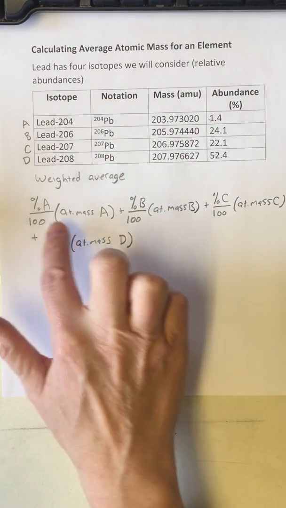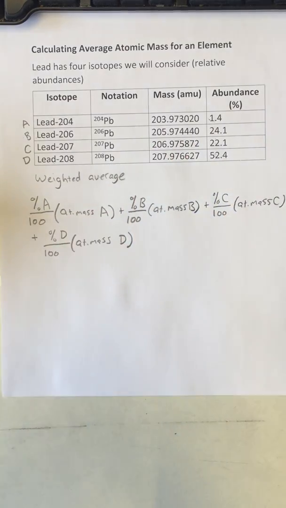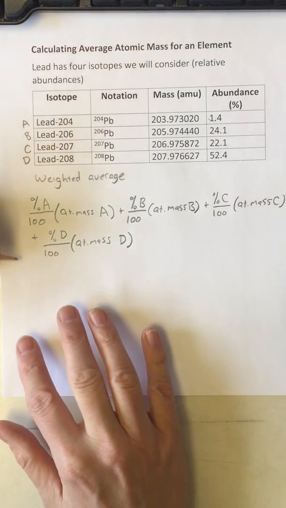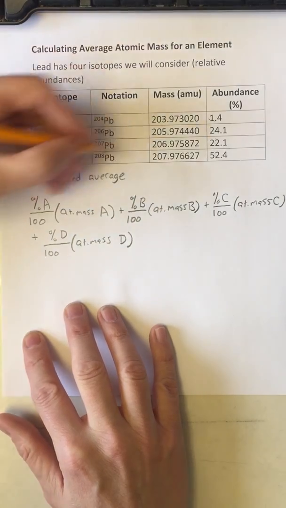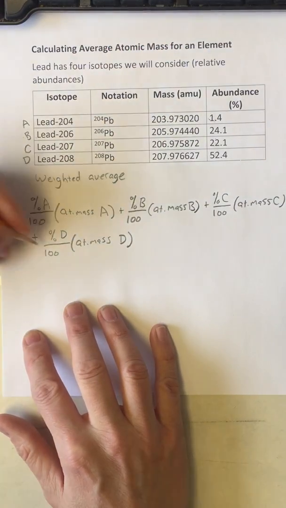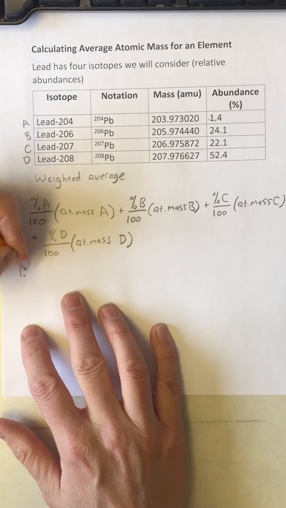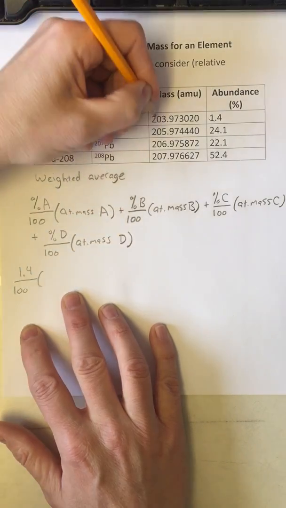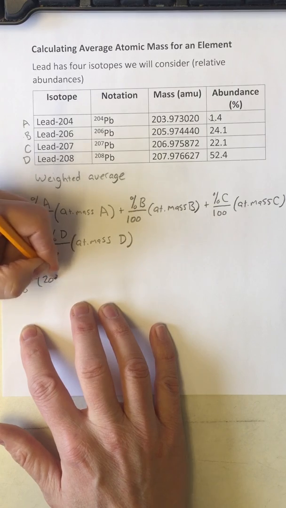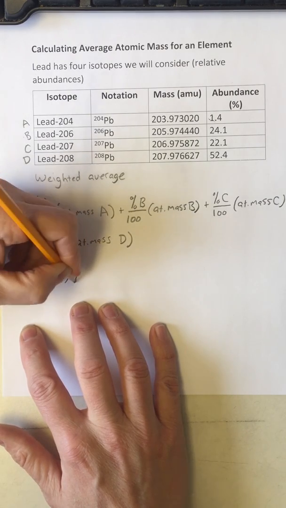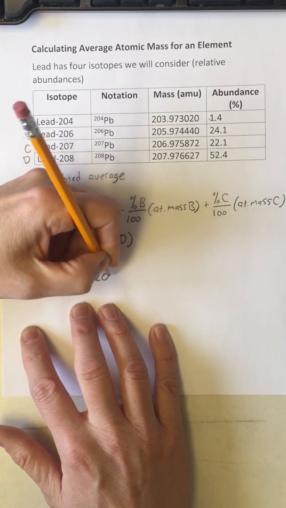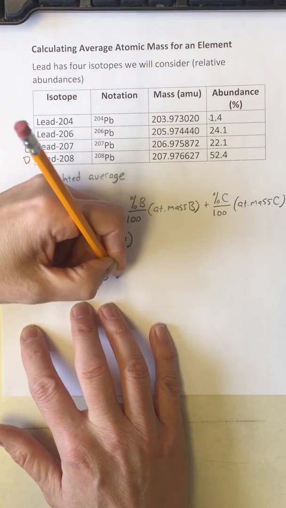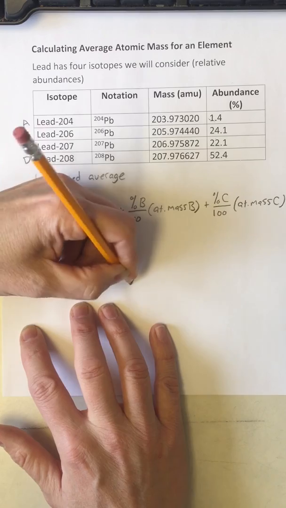I'm now going to go ahead and substitute in the numbers that we have here. So let's go ahead and run through it. For lead, isotope A is lead 204, and it has a relative abundance of 1.4%. So 1.4 over 100 times its atomic mass, 203.973020. Now I'm going to go ahead and put the units in there, AMU.